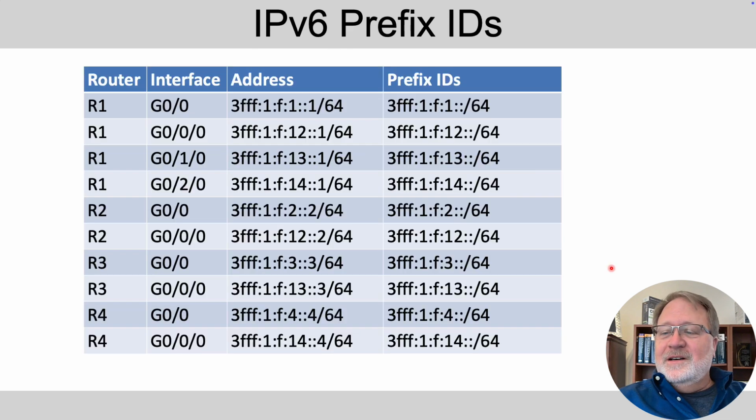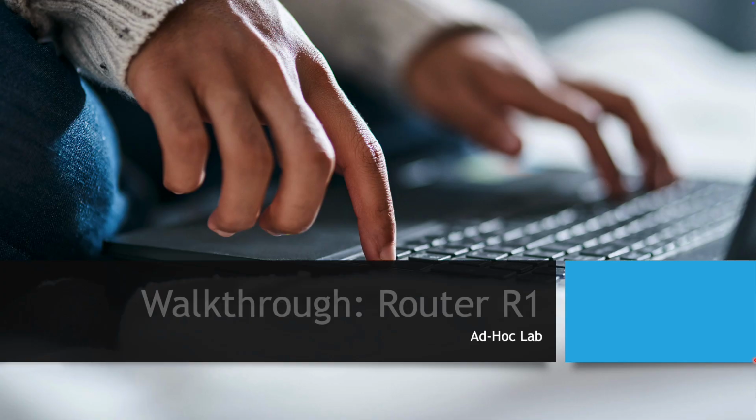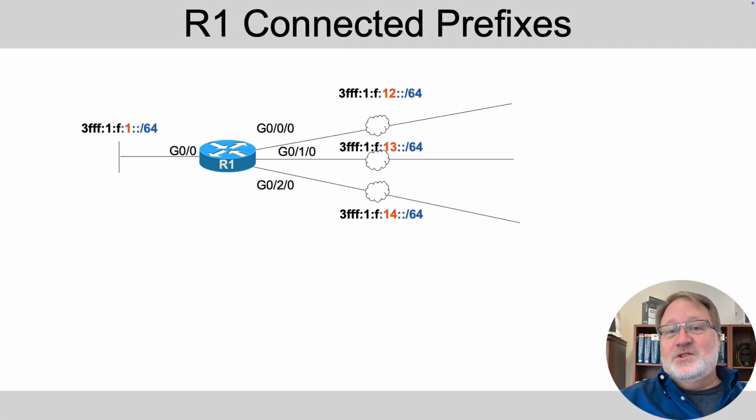Or if you prefer, here's a table. You can hit pause and review this. The addresses and the prefix IDs are nearly identical. The prefix IDs basically zero out the interface ID, and the interface ID was mostly zeros already, so they just all end in double colon here for each entry in the table. So for router R1, it's got 4 interfaces, so it should have directly connected routes for 4 subnets, the 4 that you see here. Routes for the other subnets on the far right should be OSPF learned routes. Let's take a look and see if that's what happened.